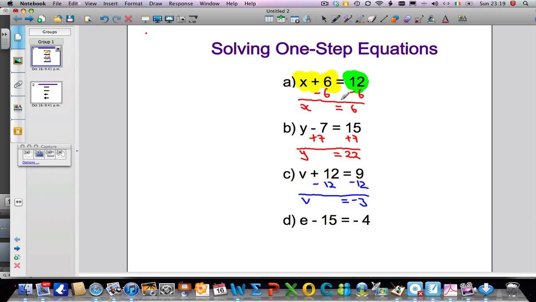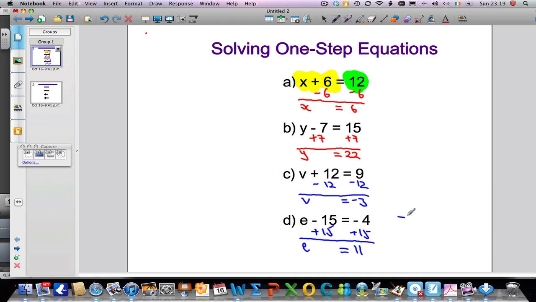So here, I took away 6 off both sides. I added 7 to both sides here. I took away 12 off both sides. And this time, I'm going to add 15 to both sides. We're going to add 15, so I must add 15 over here as well. The e, once again, I haven't touched. Minus 15 plus 15 is 0. And then minus 4 plus 15 is 11.